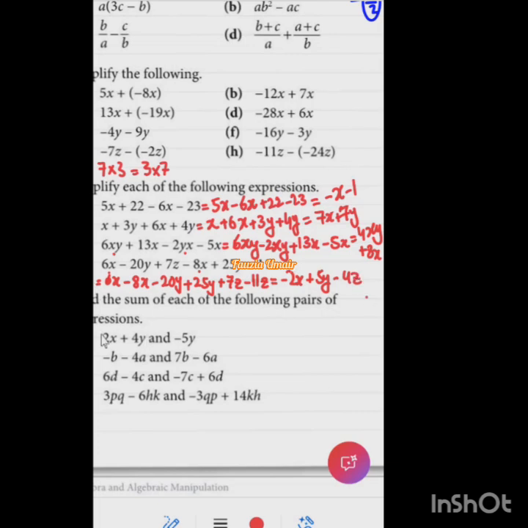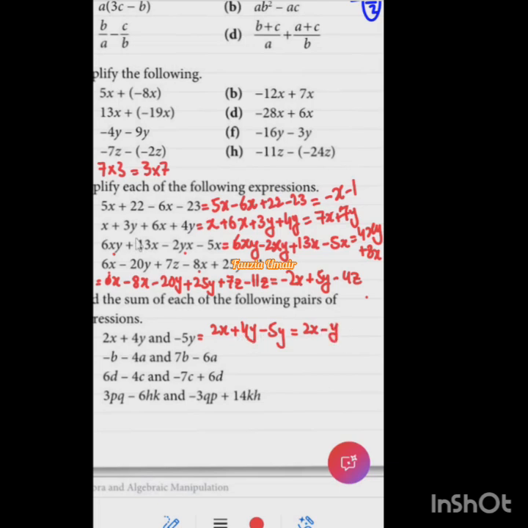So now the next question is find the sum of each of the following pairs of expressions. So we need to add them. If we add this first one, it would be 2x plus 4y minus 5y. So what will be the answer? 2x will stay the same because there are no other like terms. And this will be minus 1y, or minus y.